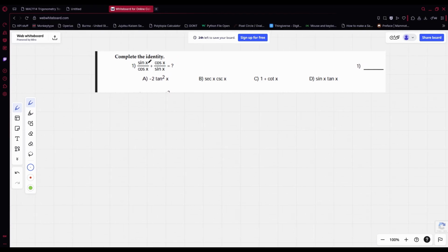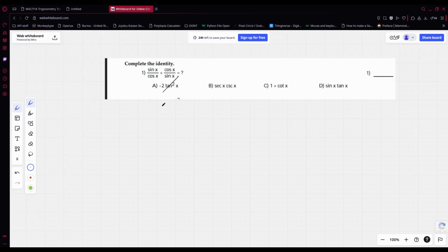Okay, so first thing I do when I look at this is I look at the answer choices and I eliminate ones that I immediately think are going to be wrong. So, like, -2 tangent squared x, I very much doubt it. I don't know where that's coming from. We're not multiplying anything, really. I don't know where this 2 is coming from. It doesn't make sense. Everything else seems like it could be it. So we'll just keep those.